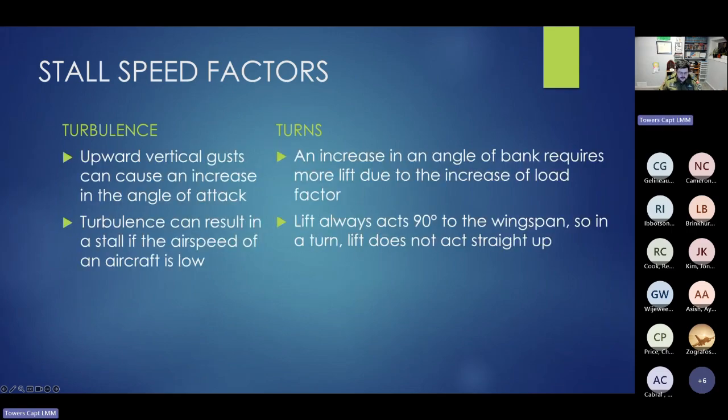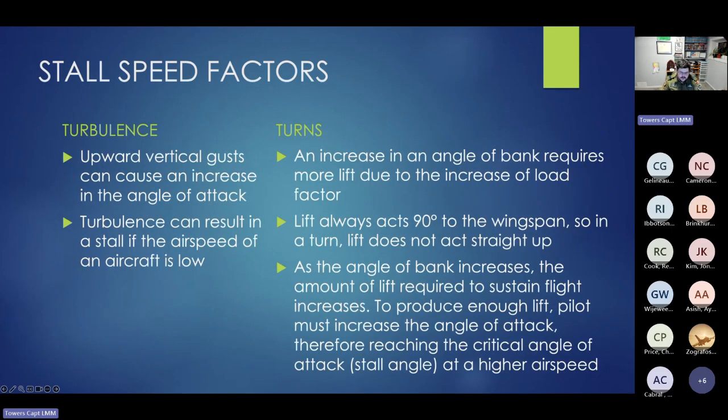Some more factors that affect stalls or the stall speed. If you have turbulence, an upward vertical gust can cause an increase in the angle of attack, and turbulence can result in a stall if the airspeed of that aircraft is low.